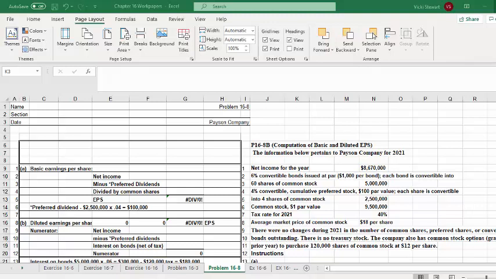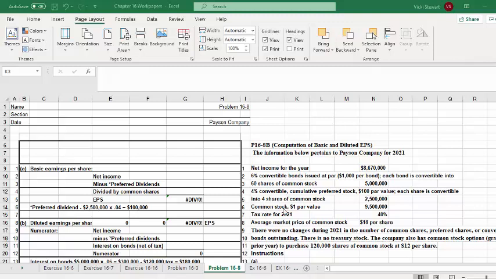This is a demonstration of problem 16.8b, computation of basic and diluted earnings per share. The information below pertains to Pace & Company for 2021, and the problem gives us the net income for the year. It tells us that they have 6% convertible bonds and 4% convertible cumulative preferred stock.